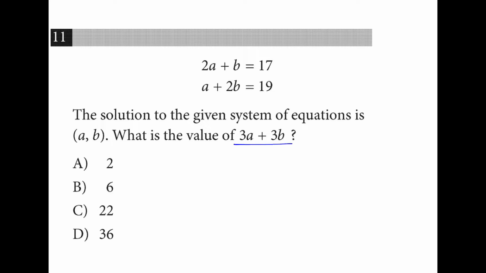What is the value of 3a plus 3b? While it's possible to solve this for a and solve this for b and go from there, it turns out if I was to start as if I was using elimination by adding all 3 columns straight down, I get 3a plus 3b is equal to 36. And I'm done.